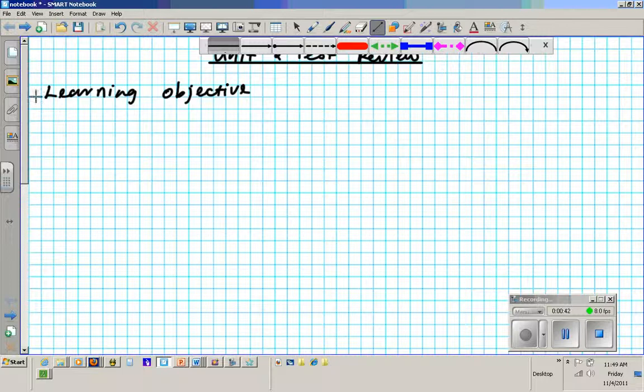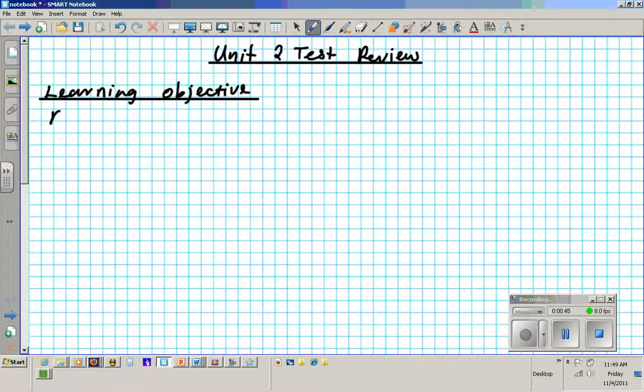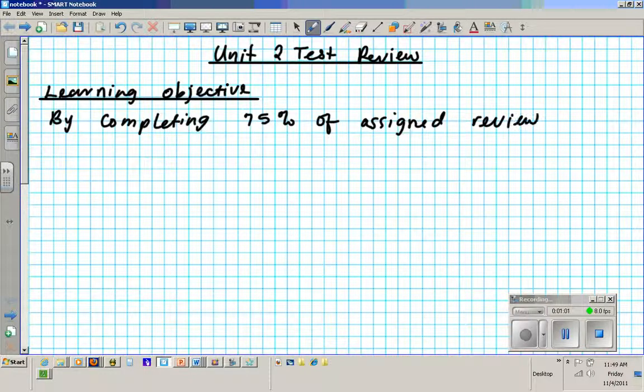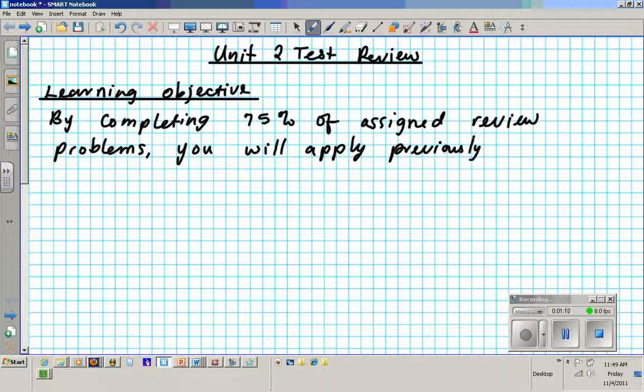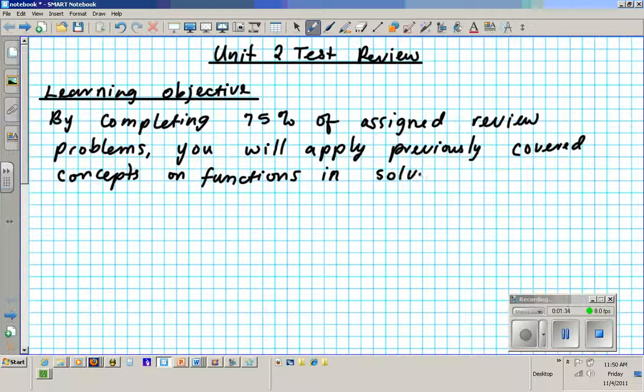Now, in this lesson, by completing 75% of assigned review problems, you will apply previously covered concepts on functions in review problems, solving review problems.